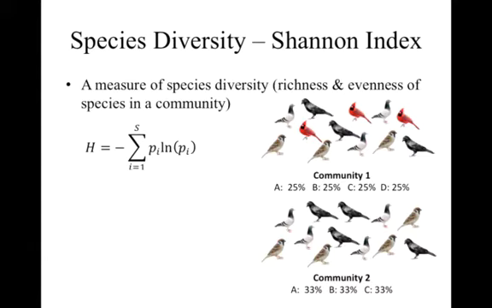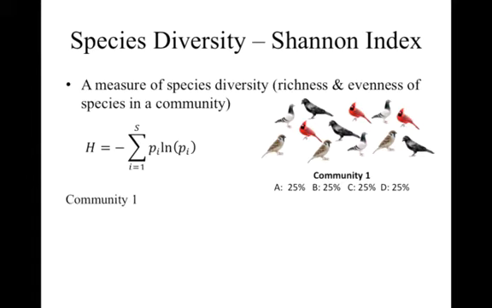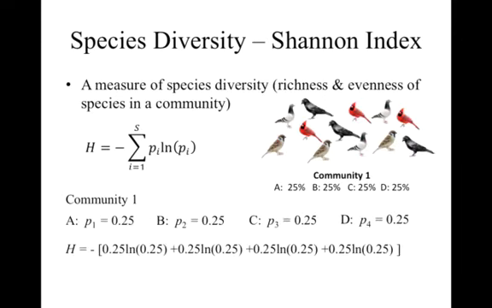The difference is I have more species in community number 1, I've got cardinals, than I do in community number 2. So let's take a look. If I look at community number 1, my proportions are all 0.25. So I put that into my equation for the Shannon index, and I get 1.3863. That's what I had before.